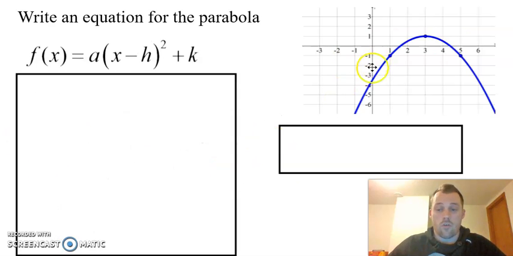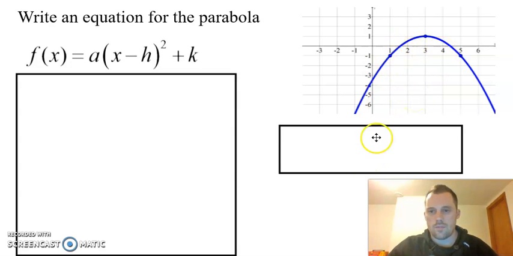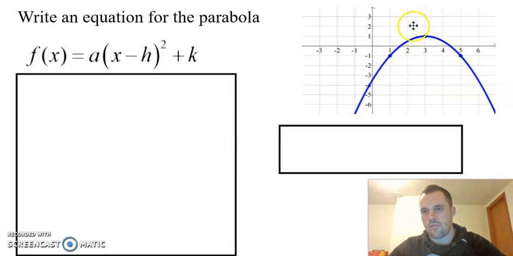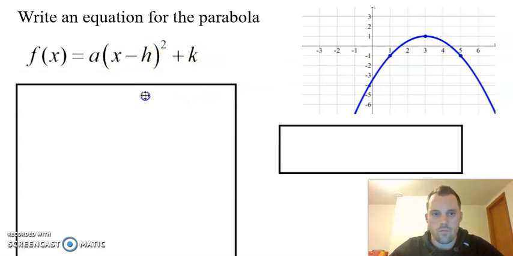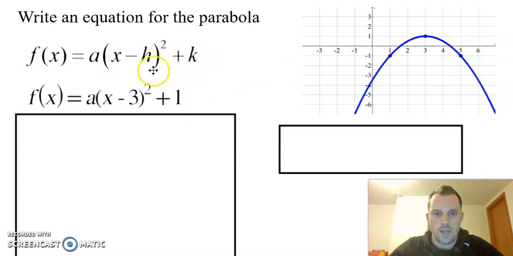Now if we're given a graph, it's basically the same thing, but we have a little bit more to look at just to double check that our equation is correct. So we have our vertex here at (3, 1). So I'm going to fill that in for our h and k value. So x minus 3 and then plus 1.